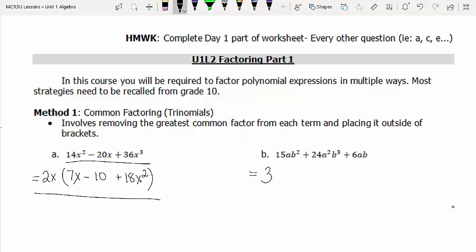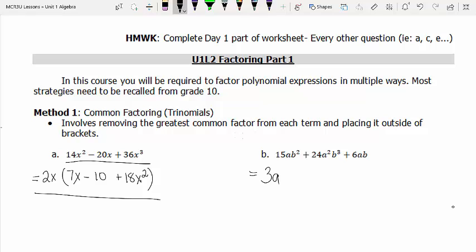Now we've got a's and b's as our variables. So let's look at the a's first. Is there an a in every single term? And how many can we factor out of each term? First term's got 1a. Second term has 2 a's. Third term only has 1. So we can only take a maximum of 1a from each one.